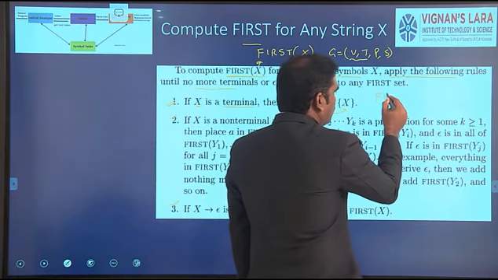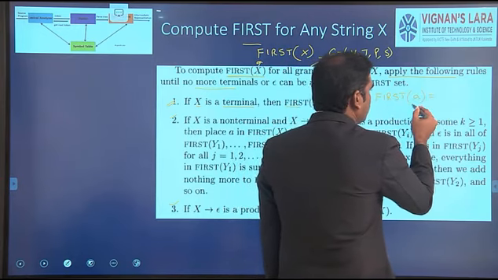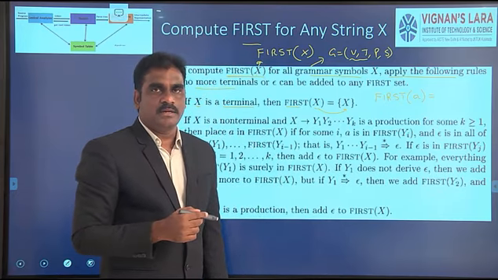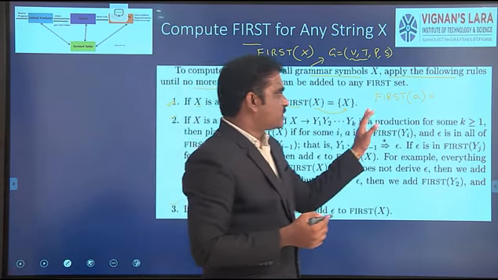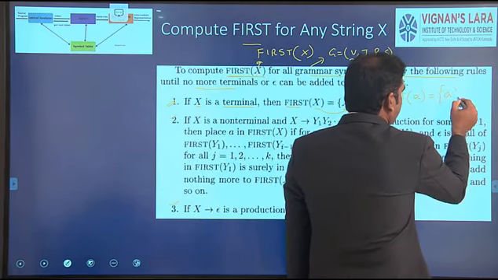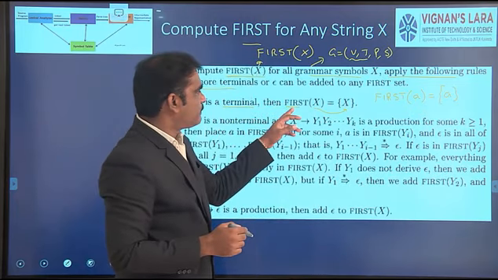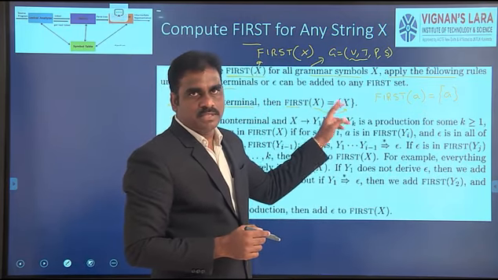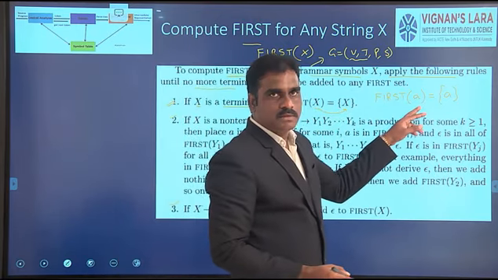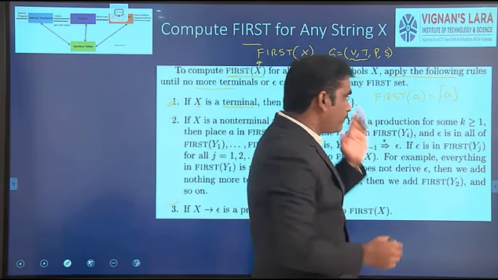That means first of any terminal symbol. For example, take A. A is a terminal symbol. So first of A equals A only. Because here x is a terminal, then first of x equals x, the same symbol. What is x? x is a terminal. So this is the example: A is a terminal, so first of A equals A only.